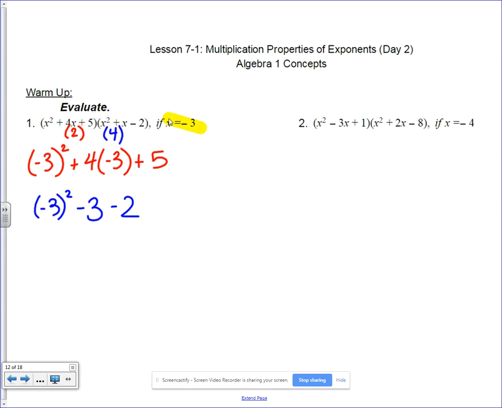And what did we say was going on between those two parentheses? Multiplication. So what is 2 times 4? Wonderful. There's my answer.